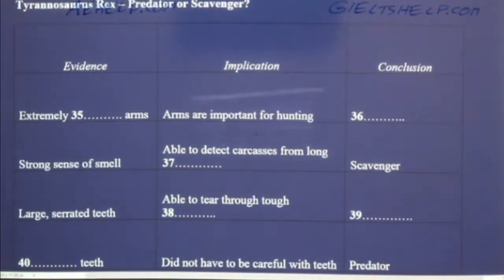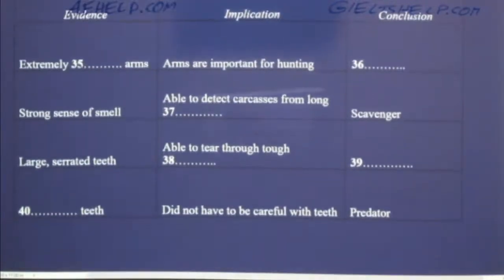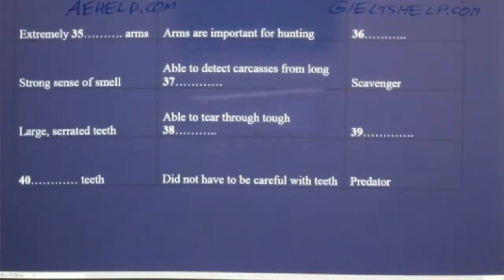Another fact that leads scientists to believe T-Rex was a scavenger was its extremely strong sense of smell. This enabled T-Rex to smell carcasses over long distances, giving it a big advantage as a scavenger. On the other side of the argument, T-Rex had very large serrated teeth, which would have been perfect for tearing through the tough skin of other dinosaurs. If T-Rex was a pure scavenger, it may not have required such teeth.